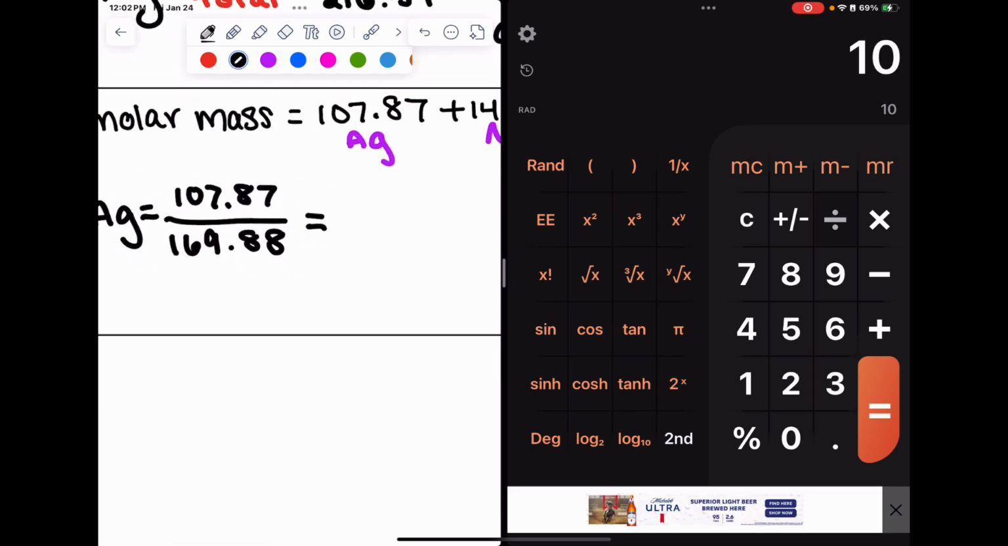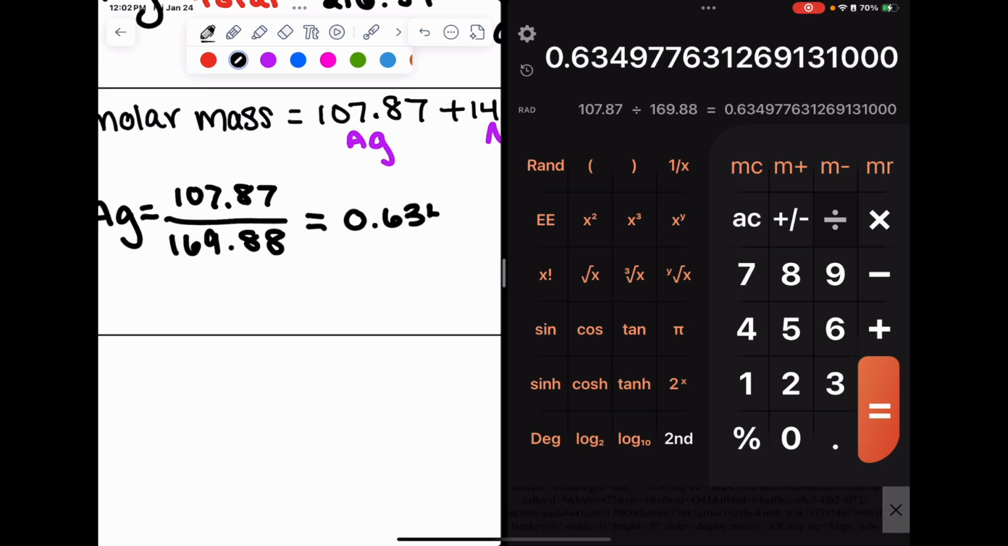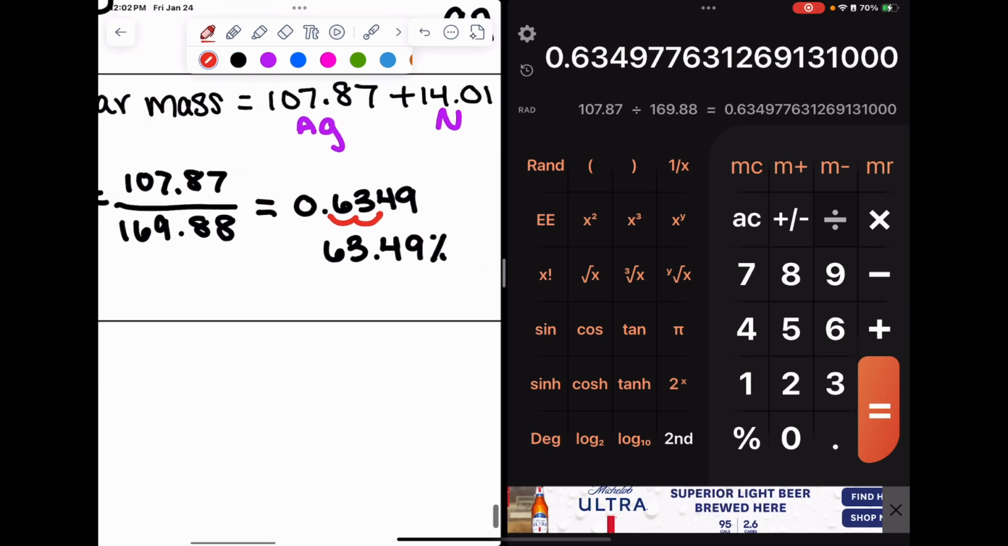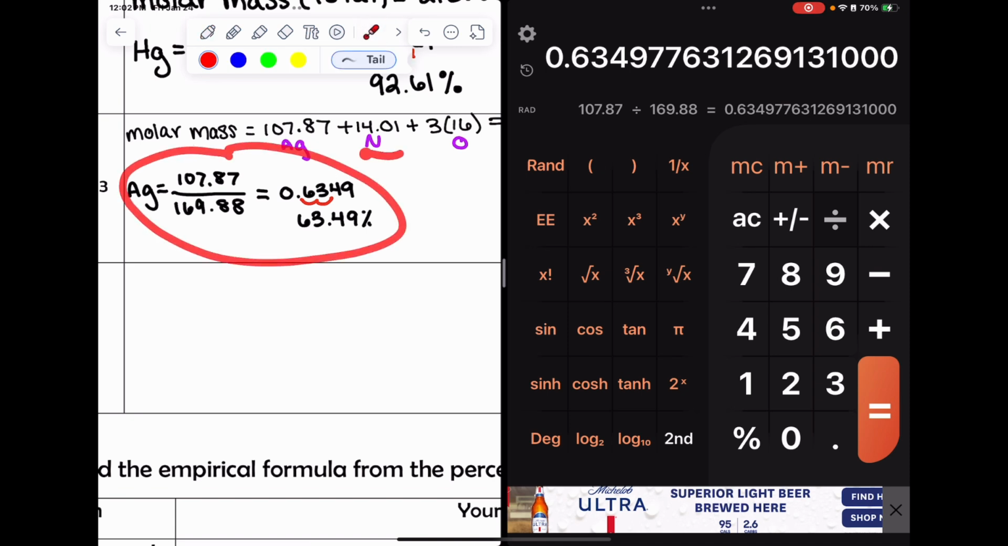So typing this in, 107.87 divided by 169.88, we get 0.6349. We'll leave it there. So this is about 63.49% once you move your decimal over twice. So that's just for Ag. Now we have to do the same for N and also O.